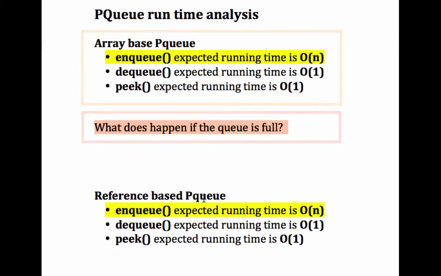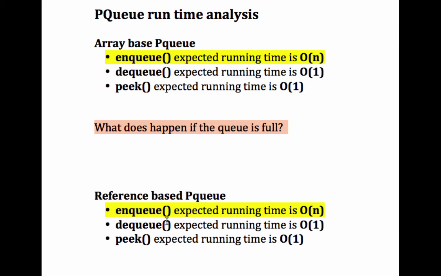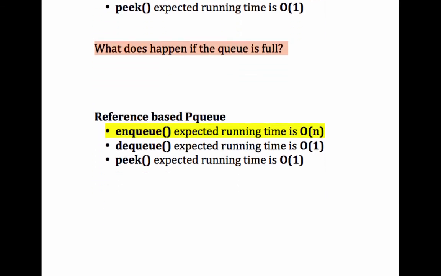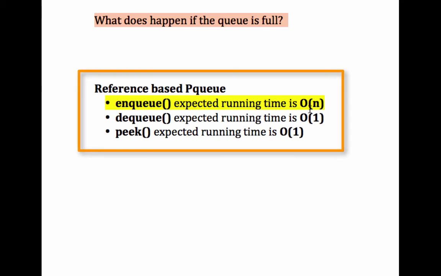Now, if we use a reference-based implementation, the analysis for the enqueue continues to be the same, but for different reasons. So why is enqueue proportional to the size of the data? Well, it is because we have a linked list, and remember, linked lists have no indexes, right? So if we are given a priority, we're going to use that priority to find the place of insertion. Well, there is no other way of finding the place of insertion in a linked list but to traverse the list from the very beginning.